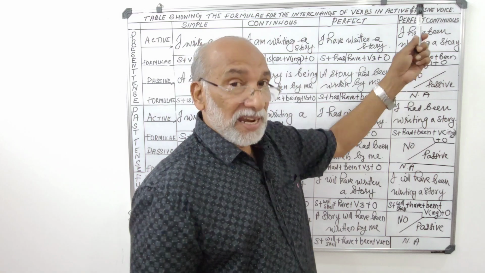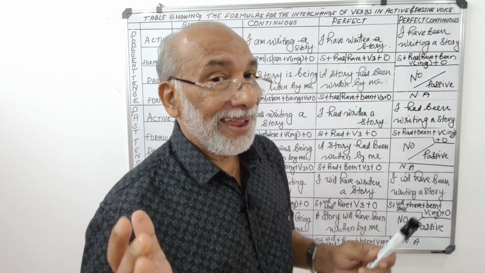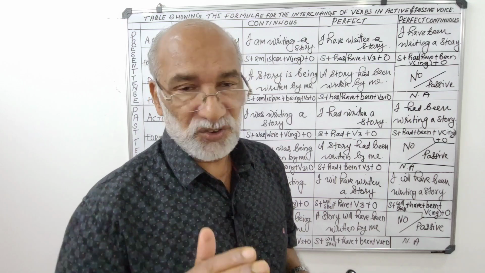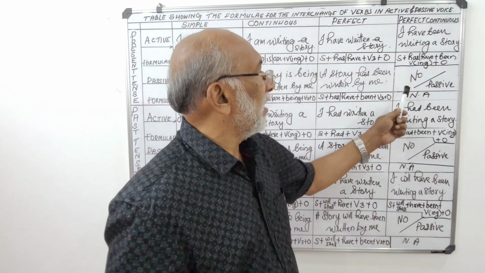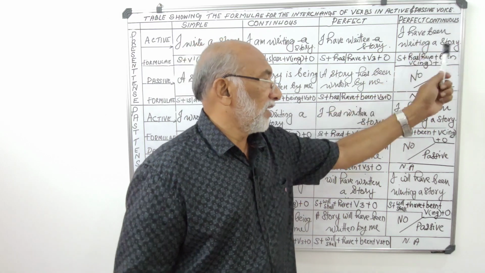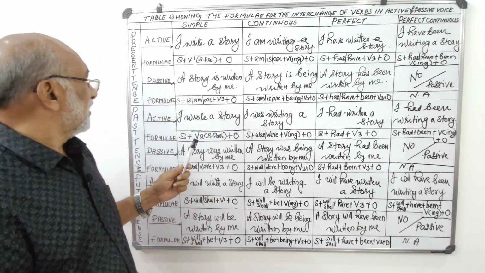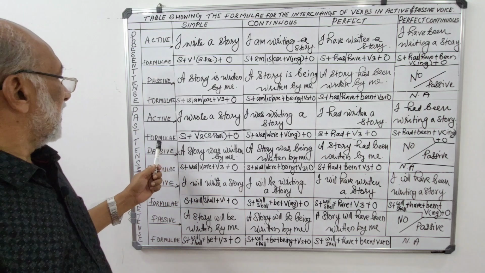And for perfect continuous tenses, as I said at the beginning, we don't have passive structure. So keep it in your mind. That's why I have written here no passive for perfect continuous, present perfect continuous tense. Now let's start with past tense.